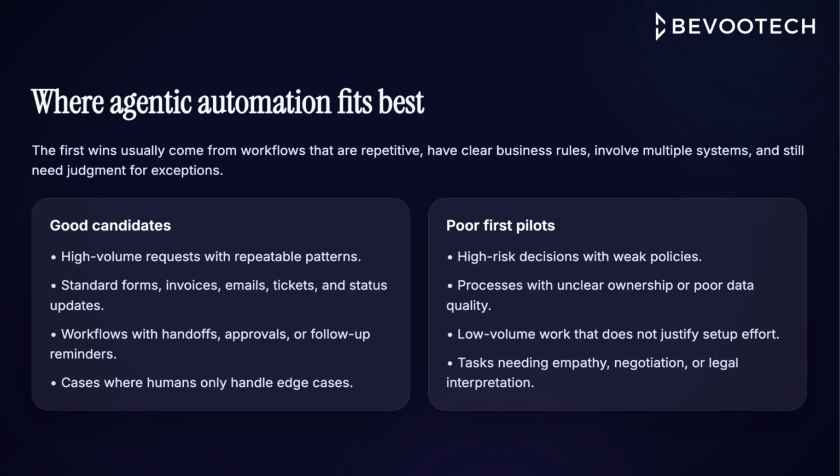Agentic automation fits best in repetitive workflows with clear business rules, involving multiple systems, but still requiring judgment for exceptions. Good candidates include high-volume requests and standard forms. Poor first pilots involve high-risk decisions, unclear ownership, poor data quality, low-volume work, or tasks needing empathy or legal interpretation.